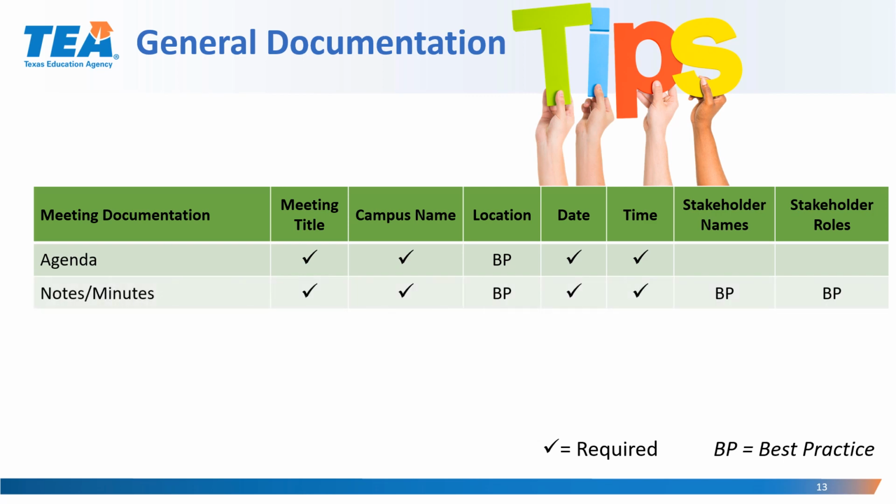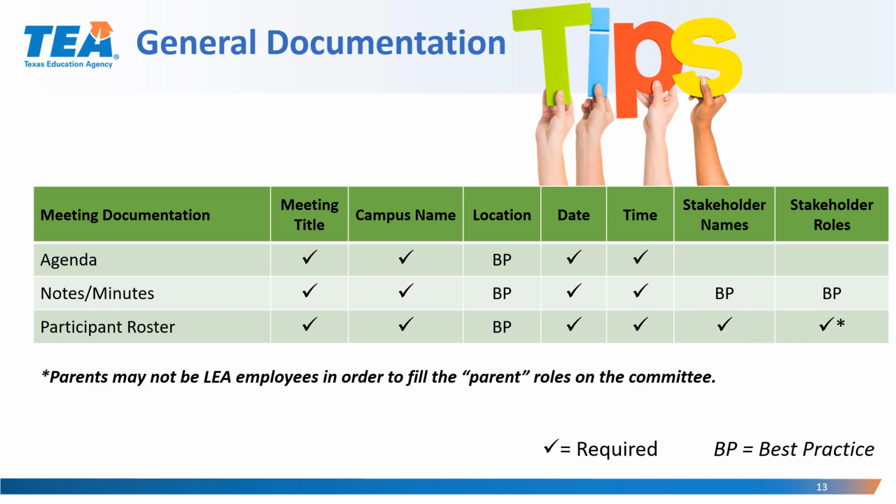Meeting notes or minutes should include the meeting title, campus name, date, and time. It is best practice to include the location of the meeting, stakeholder names of those involved in the process, and stakeholder roles. The participant roster should include the meeting title, campus name, date, time, stakeholder names of those in attendance, and stakeholder roles. It is best practice to include the location of the meeting.